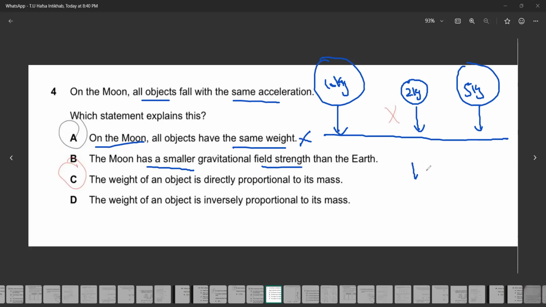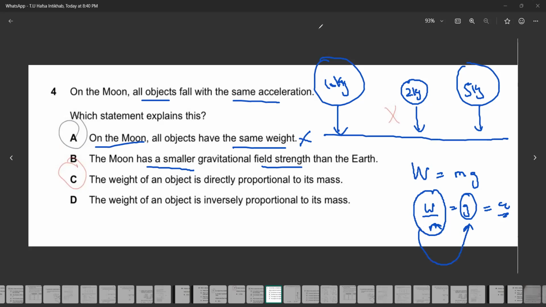So we have the formula W equals mg. Weight is mass times gravity, or weight divided by mass is equal to gravity. So whenever we take a ratio between weight and mass, we will always get a constant answer or constant acceleration. What does it mean? Weight and mass are directly proportional. When weight and mass are directly proportional, the ratio will be constant. And if the ratio is constant, it means the gravity is constant, so acceleration due to gravity will also be the same.